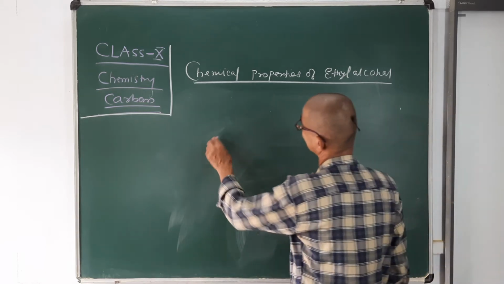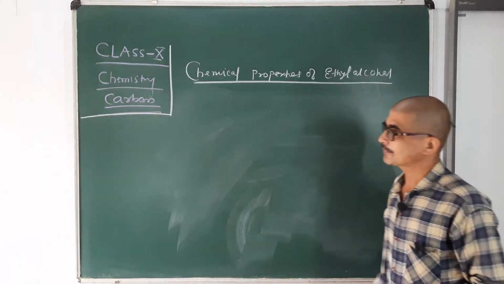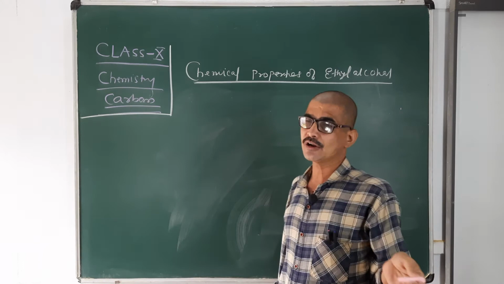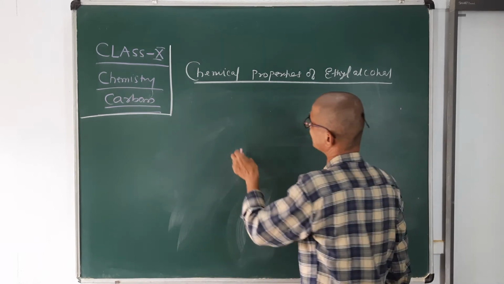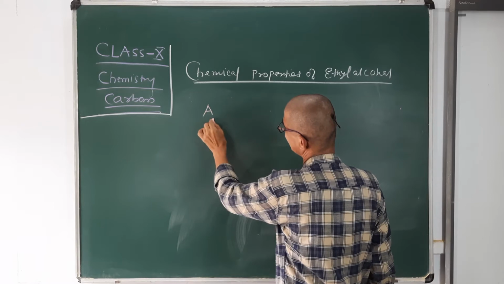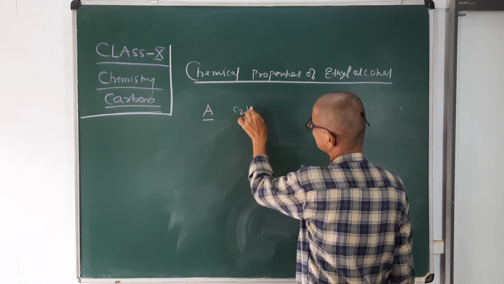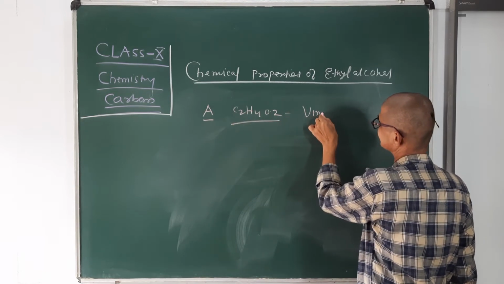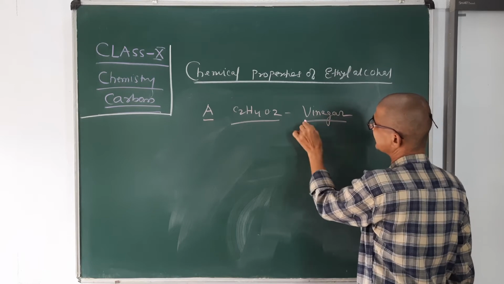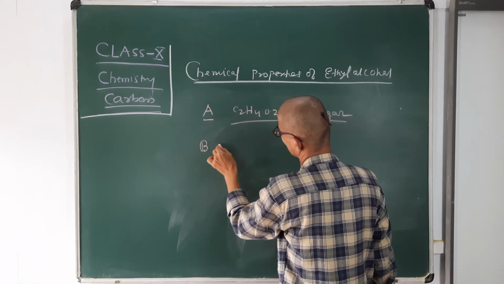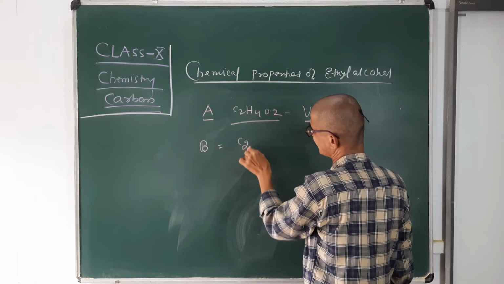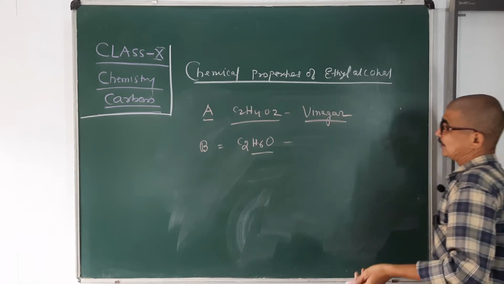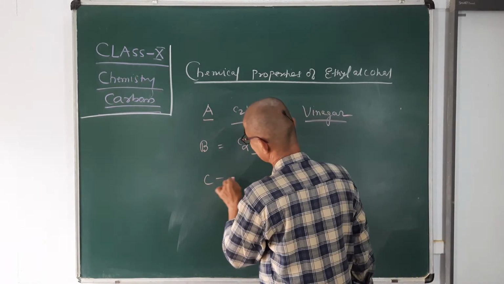Now the question is here. Suppose an organic compound A having molecular formula C2H4O2, which is present in vinegar, and compound B having molecular formula C2H6O, which is present in beer, both react with each other to form compound C having fruity smell.